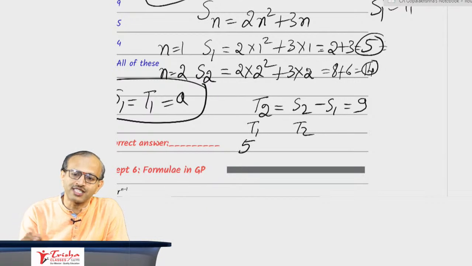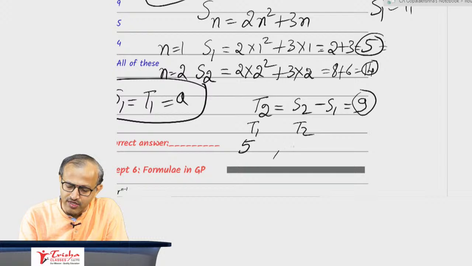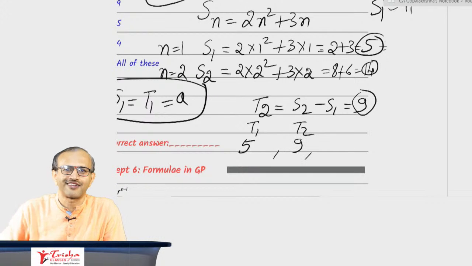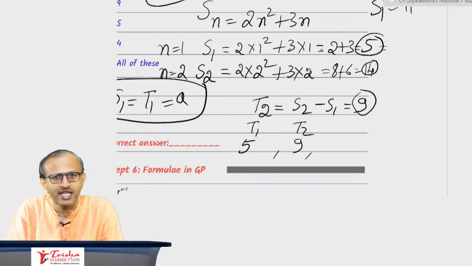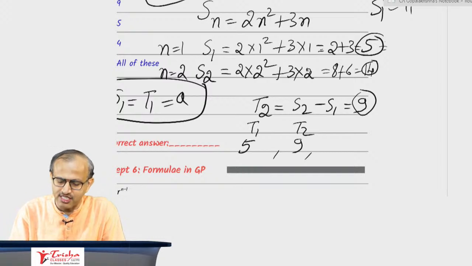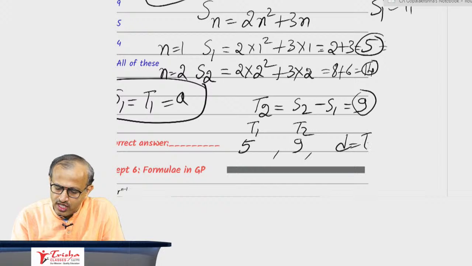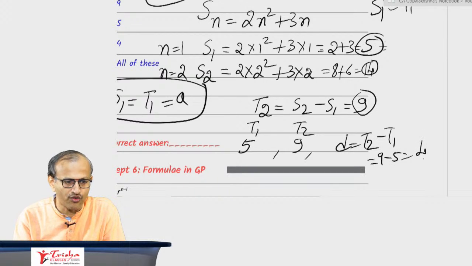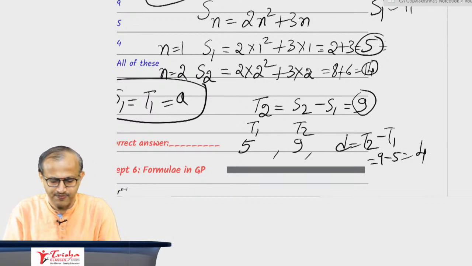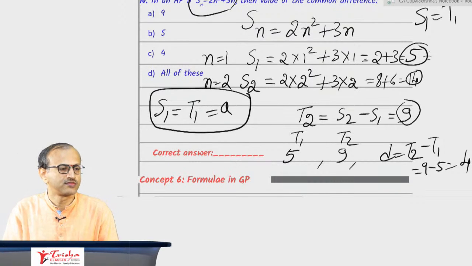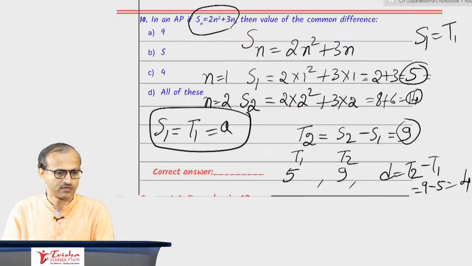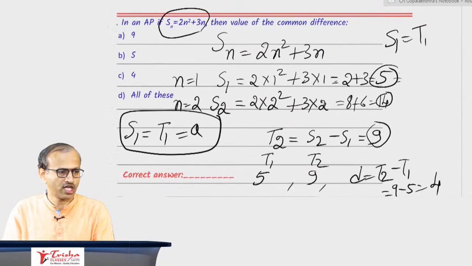First two terms 14, second term identified. What is the second term? 9. And it goes on. The first term is 5, the second term is 9. What is the common difference? It became an AP. D is equal to T2 minus T1. Answer, 9 minus 5, 4. Please take down quickly. Is this okay? All of you taken this?